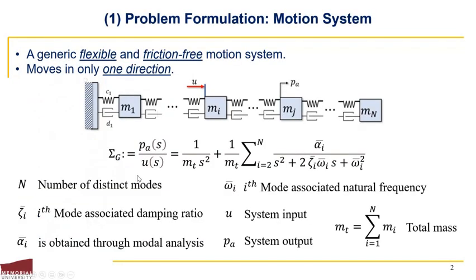A generic, flexible, and frictionless motion system that moves in only one spatial direction can be approximated as a cascade connection of masses, springs, and dampers, as shown over here. Mathematically, in the frequency domain, its associated dynamics can be given as a transfer function with preferably one dominant rigid mode and a collection of flexible modes that are usually determined using modal analysis. Each flexible mode has its damping ratio, denoted by zeta, natural frequency, denoted by omega, and a gain denoted by alpha. The overall system has a total mass of mt, an input force denoted by U, and an actual output denoted by PA.